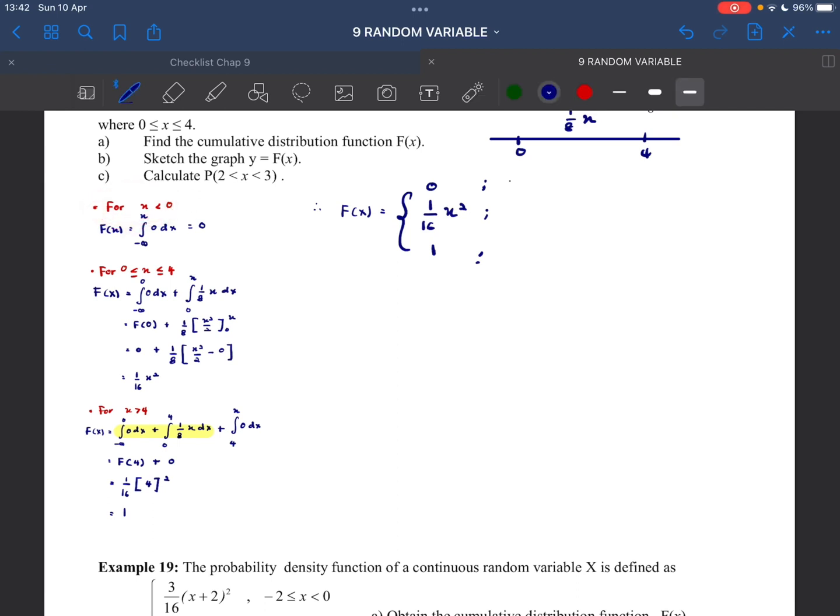So this one is for x less than 0. This one is for x between 0 and 4. And this one is for x greater than 4. And this is your cumulative distribution function. Okay.